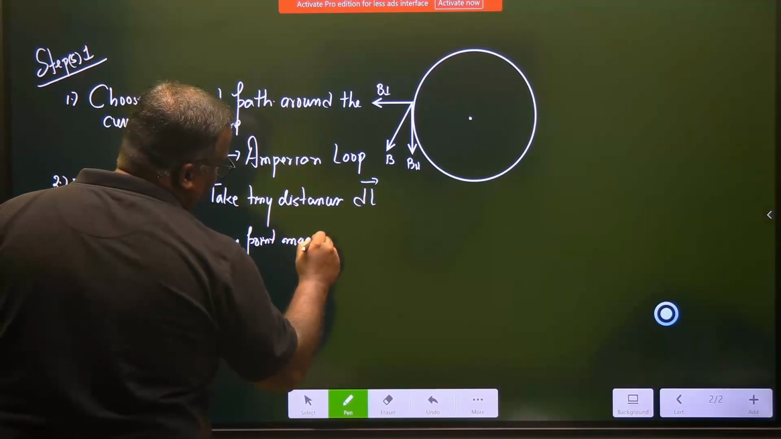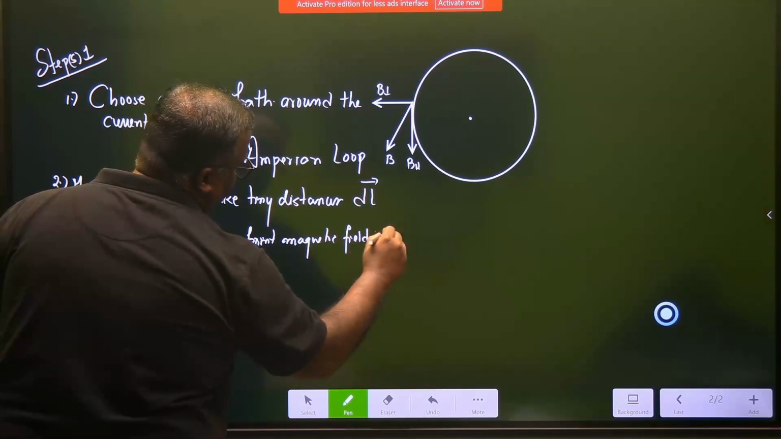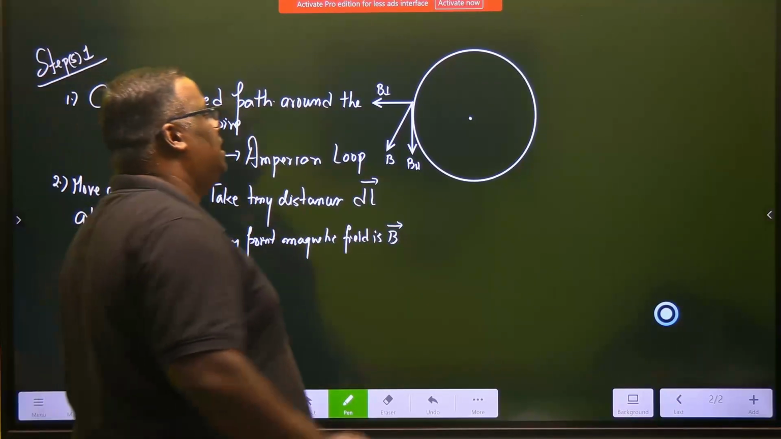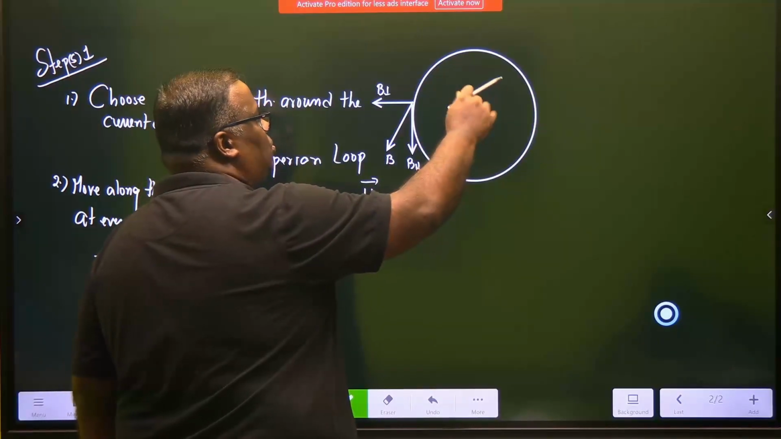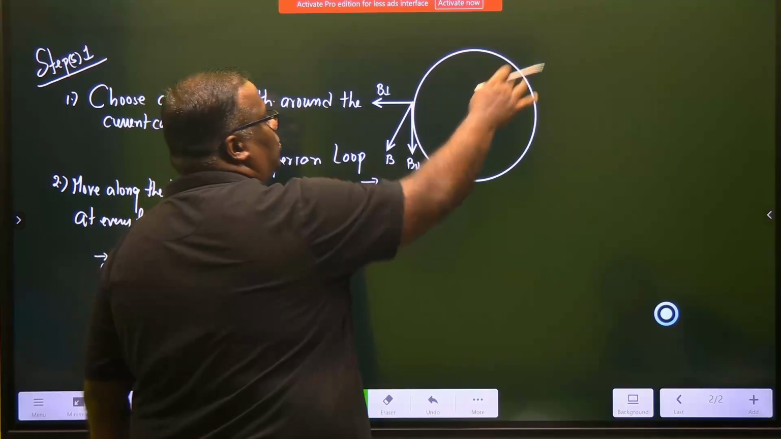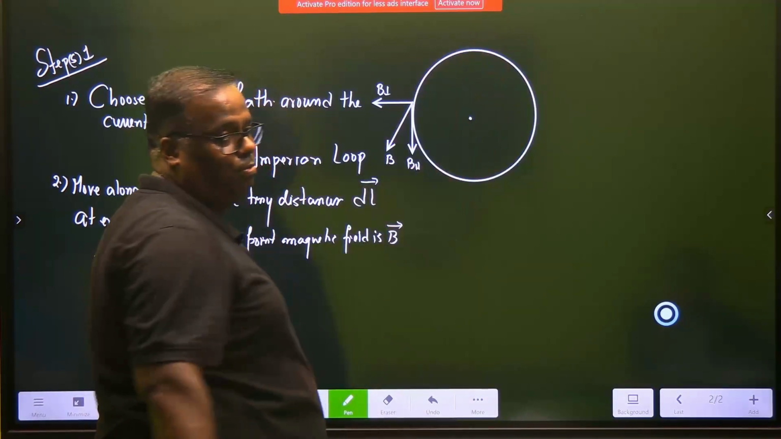At every point the magnetic field is B. Achha, why is it B at every point? It will be symmetric. The reason is, this is a closed loop where the current carrying wire is exactly at the center. So every point is equidistant from the current carrying wire, so the magnetic field's magnitude will be the same at all points.